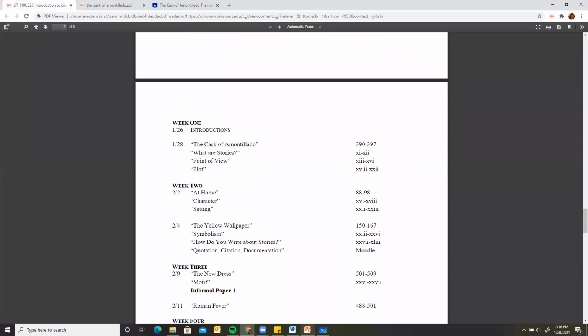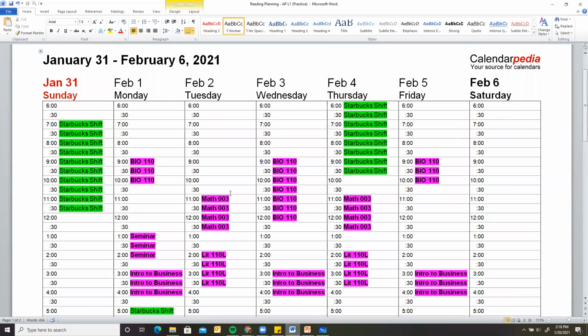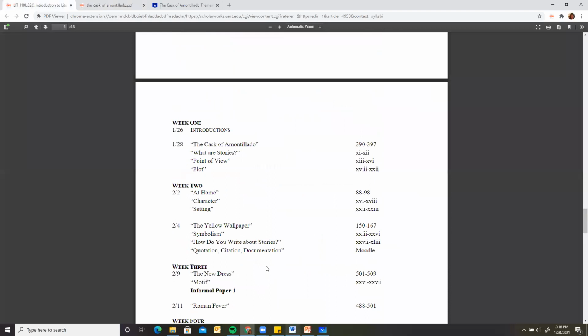We're going to look at week 2 because that's the week for our calendar. See our literature classes here on Tuesdays and Thursdays. So let's see what we need to get done for the week. Okay, here we go.